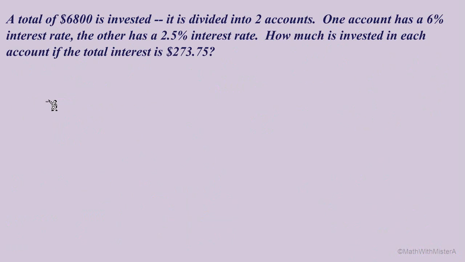A total of $6,800 is invested. It is divided into 2 accounts. One account has a 6% interest rate, the other has a 2.5% interest rate. How much is invested in each account if the total interest is $273.75?